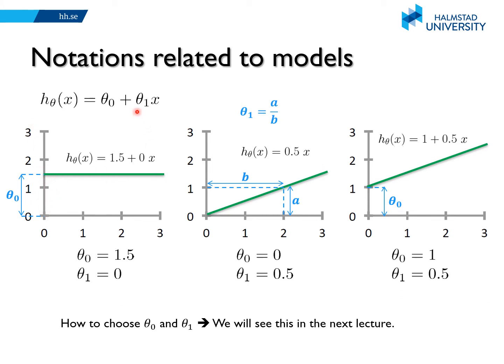So for example, if you set theta 1 to 0 and theta 0 to 1.5, then you get a horizontal line, which is constant. If you set theta 0 to 0, then the line goes through the origin, and theta 1 is the slope of this line. It's basically a over b, so 1 over 2 in this case, 0.5. If we set theta 0 to 1 and theta 1 to 0.5, we get a line which has a slope 0.5 and an intercept of 1.